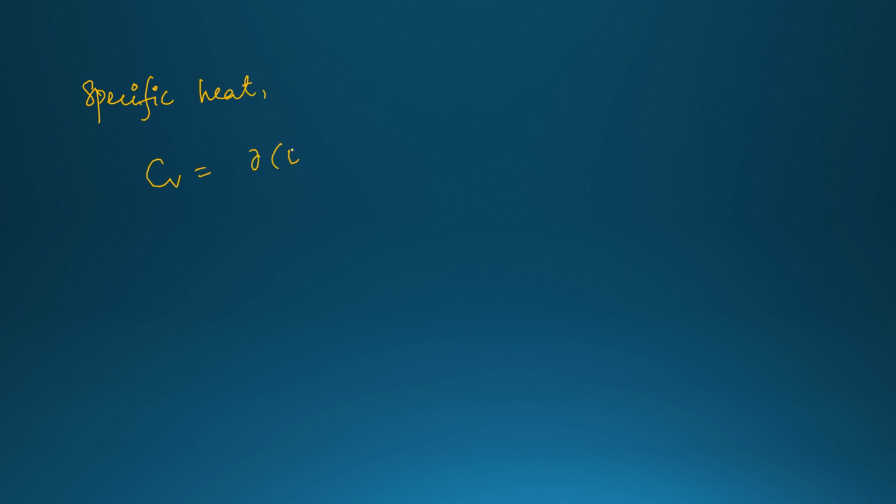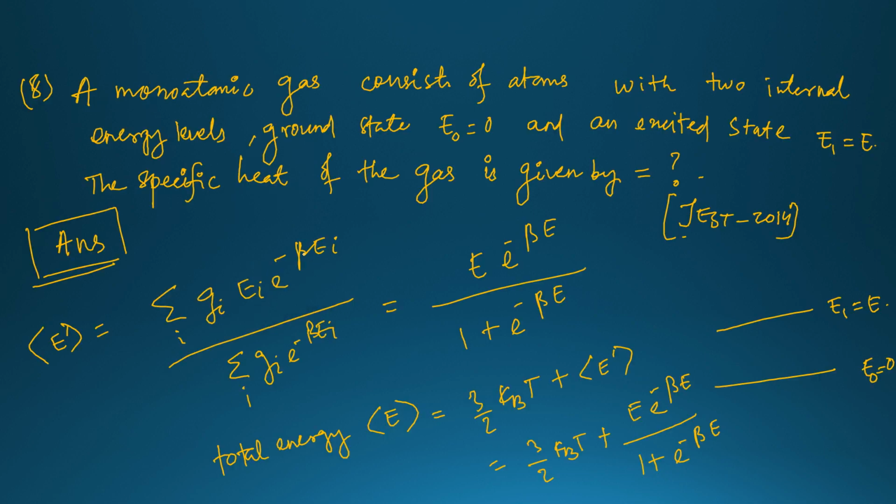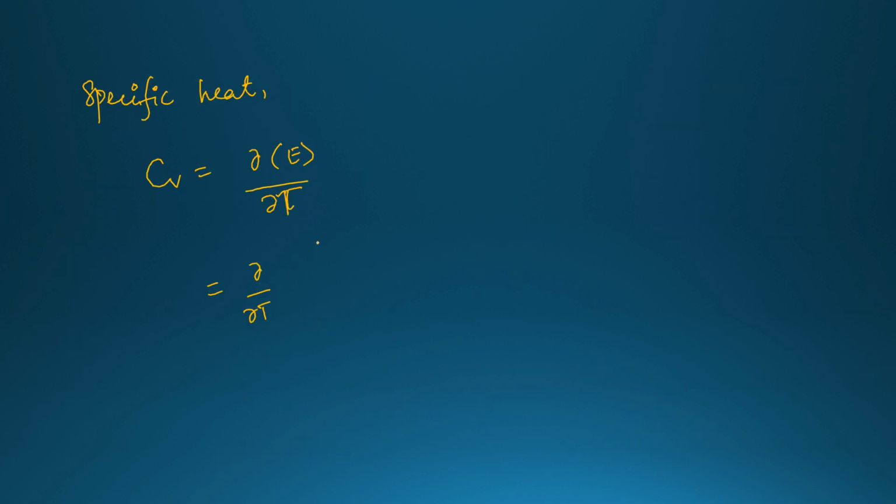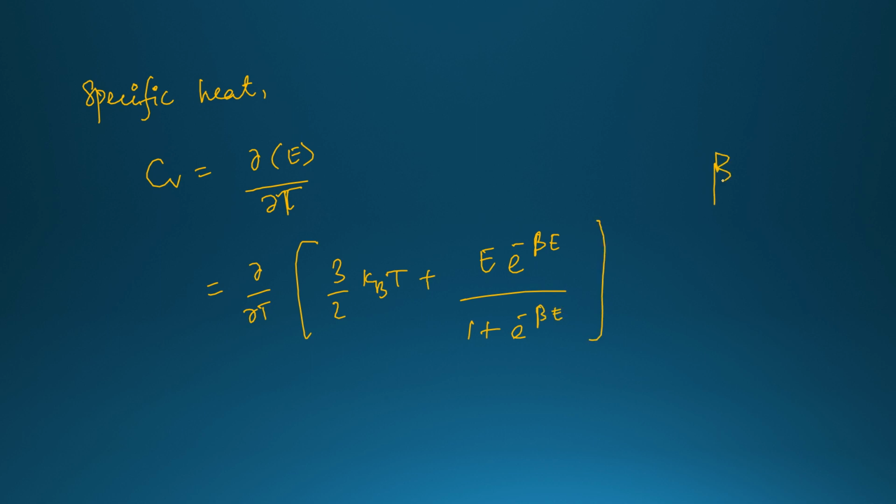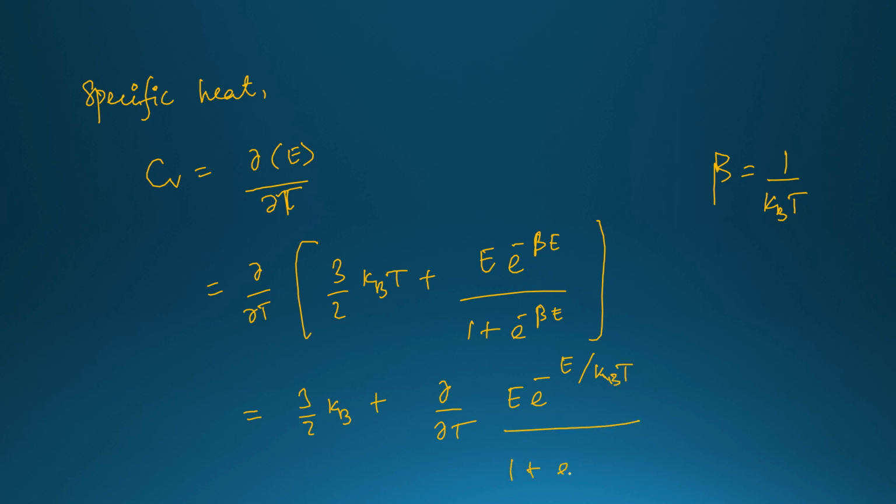So if we have to calculate specific heat, Cv is equal to del E by del T. So del by del T of 3 by 2 kBT plus E e to the power minus beta E by 1 plus e to the power minus beta E. Here beta is 1 by kBT. So 3 by 2 kB plus del by del T of E e to the power minus E by kBT by 1 plus e to the power minus E by kBT.